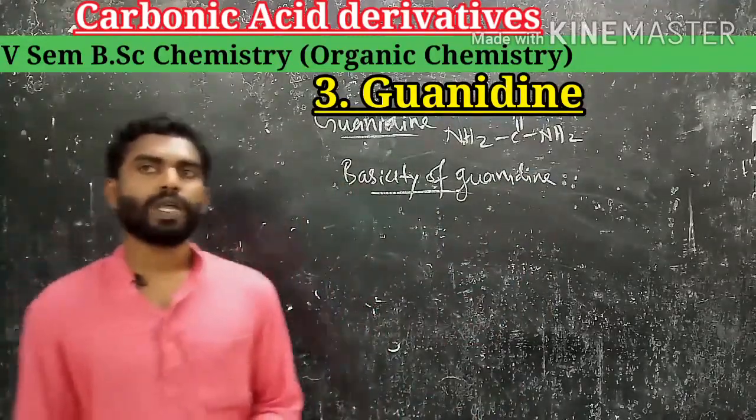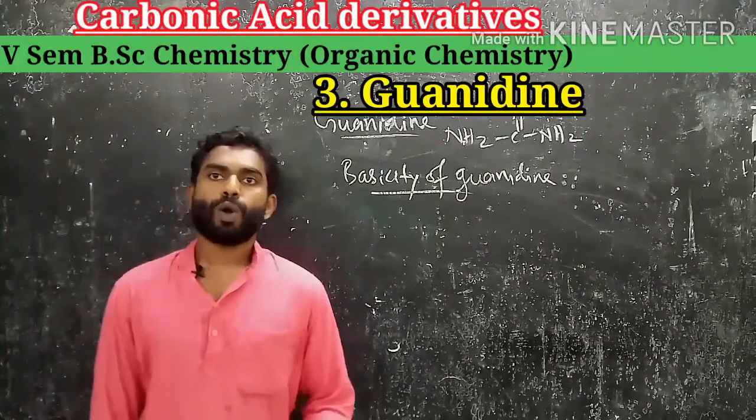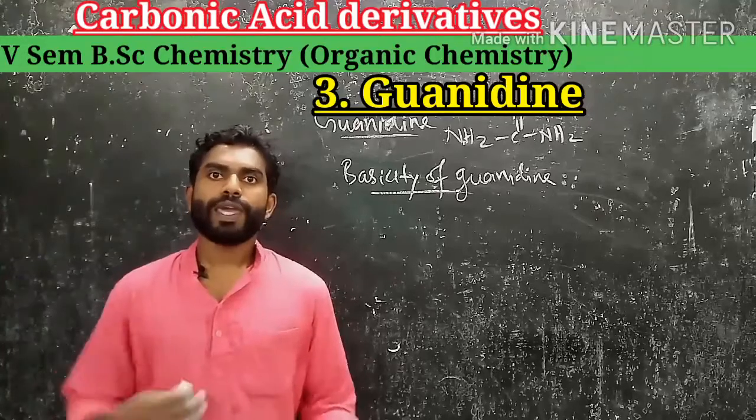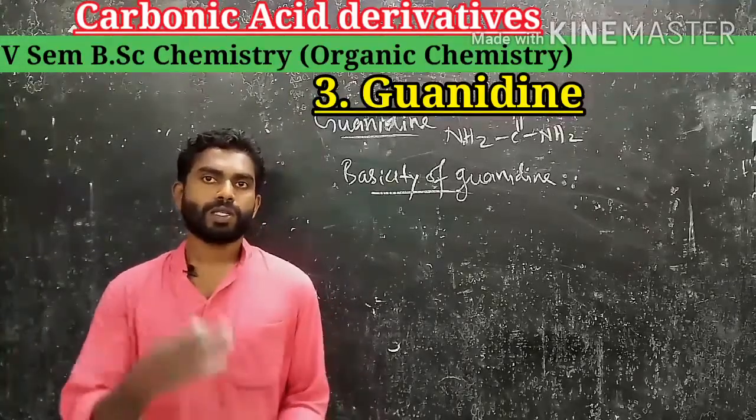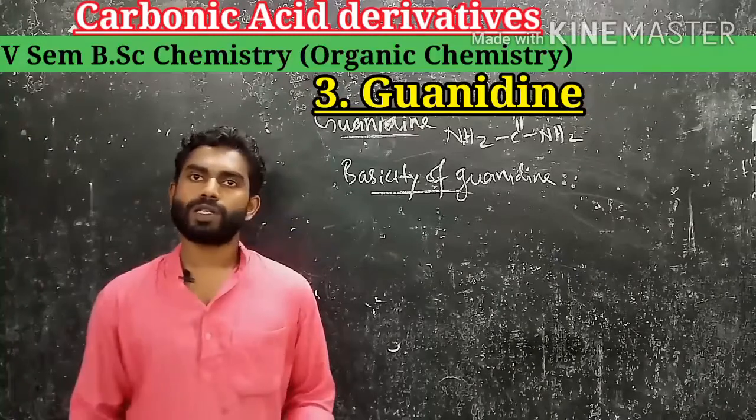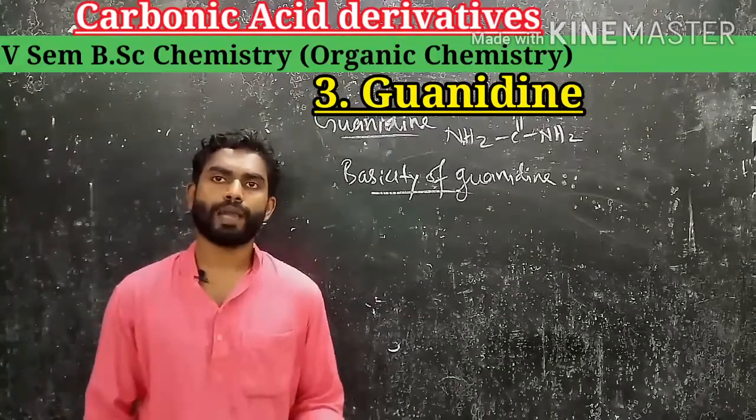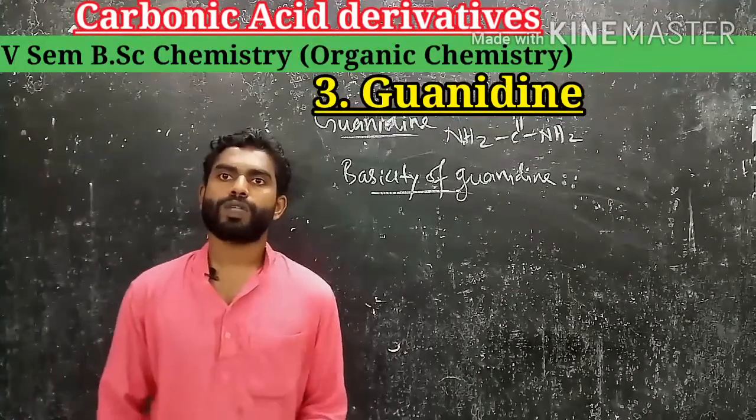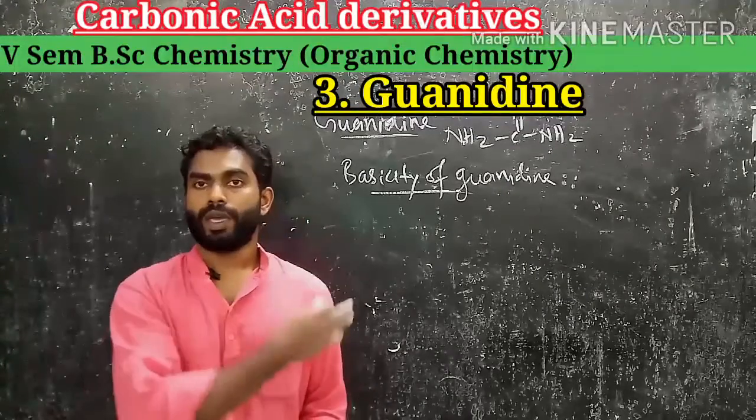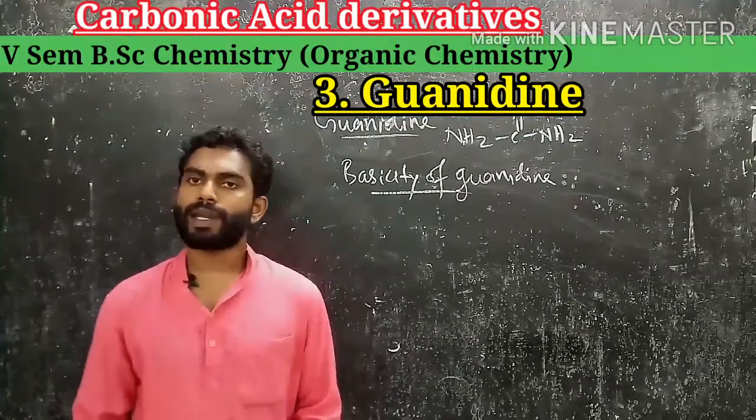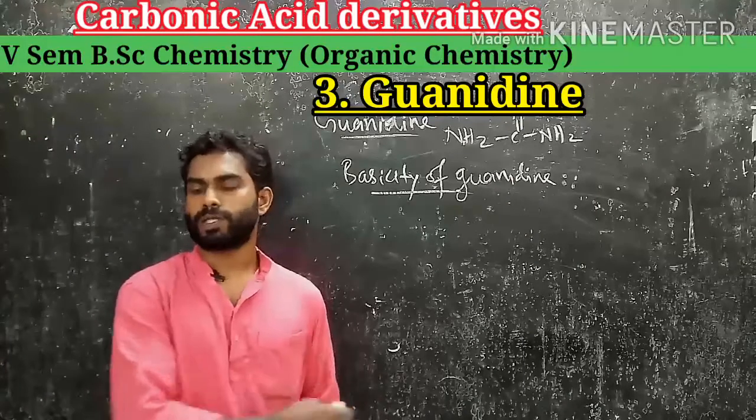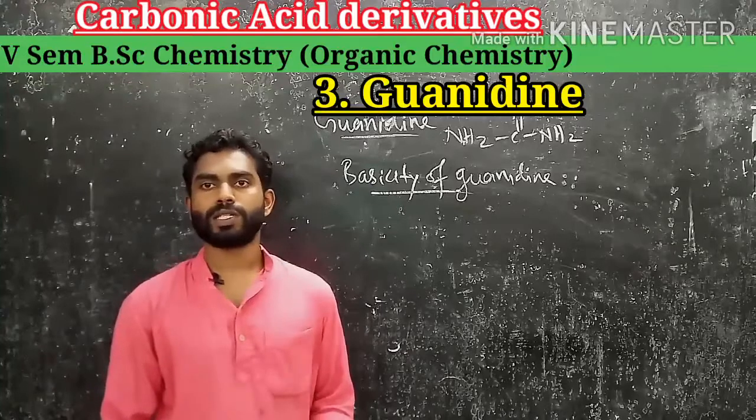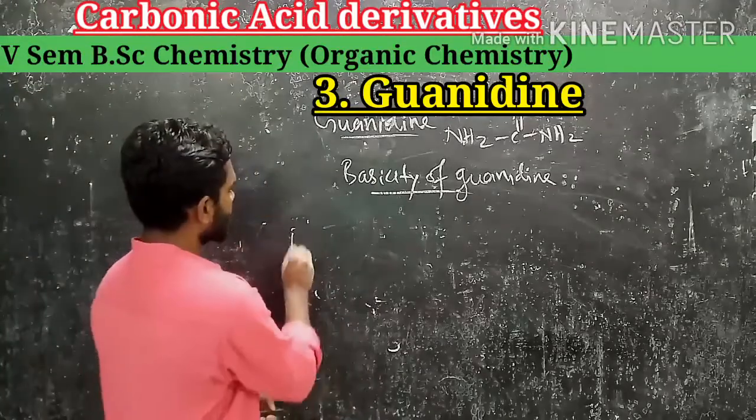Basicity of guanidine. Guanidine is a very strong monoacidic base forming stable salts even with weak acids. So when a weak acid reacts, a stable salt forms. The basicity of guanidine can be explained by considering the structure of guanidine to be a resonance hybrid of the resonance structures. This resonance is due to the presence of three amine groups.